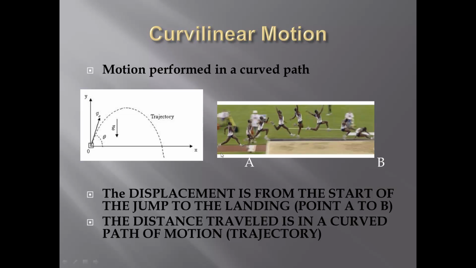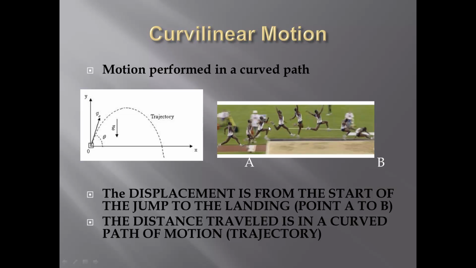Let's look at the long jumper. He's running straight down the runway. When he hits this board, he'll take off at a certain speed and at a certain angle. And he'll fly through the air, and how far he goes will be based on his speed of takeoff and his angle of takeoff. Right there, he'll travel in a curvilinear path.